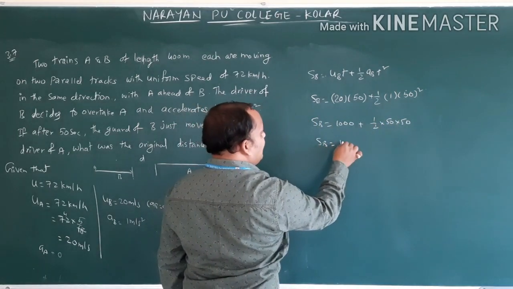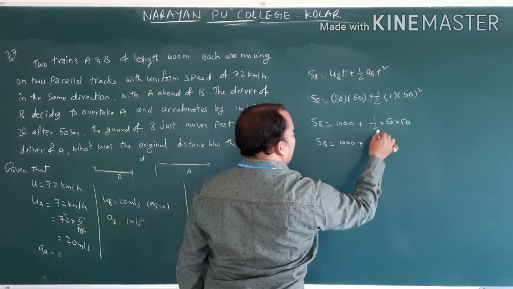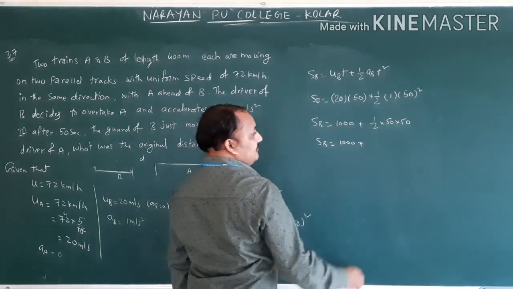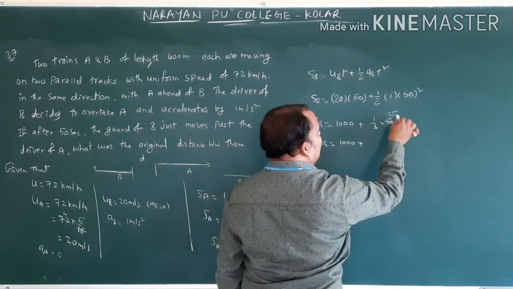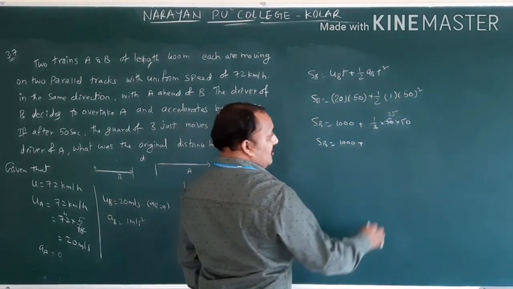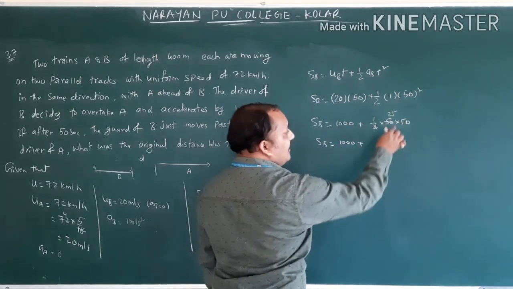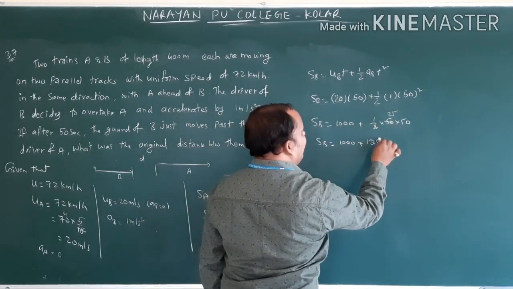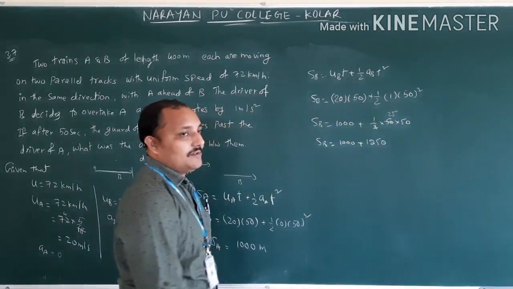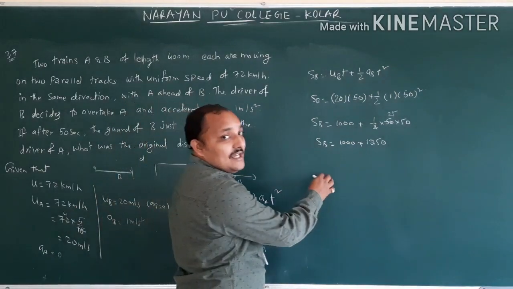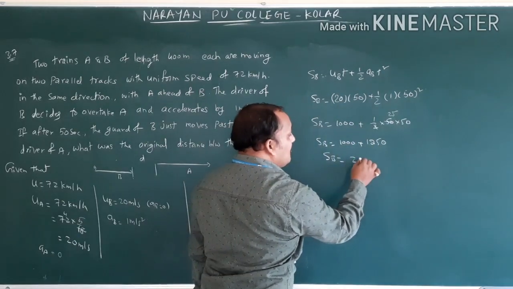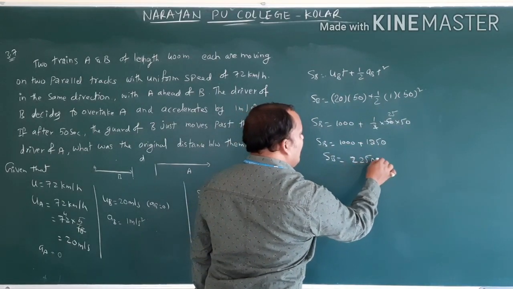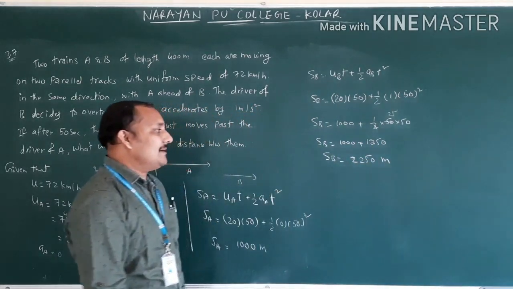So SB is equal to 1000 plus. 5 5s, how much? Otherwise 2 will be cancelled. 25 times, 25 into 5. So how much? 25 fours 100, 25 fives 125. Therefore 1250. Therefore SB is equal to 2250 meters.